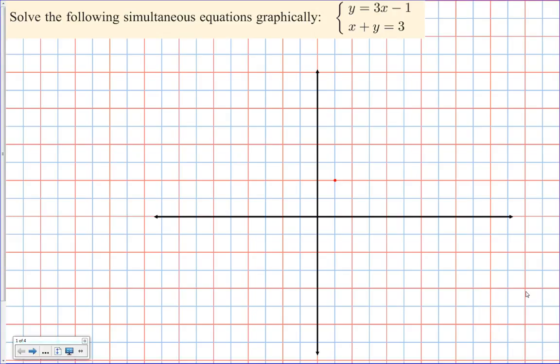Solving equations, simultaneous equations graphically. So in the example here, we've got y equals 3x take 1, and x plus y equals 3. So I'm going to put a little a next to that one, a little b next to that one, because I need to just find out some information about both of those first. So let's look at a first. So that's y equals 3x, oh sorry, not plus 1, take 1.